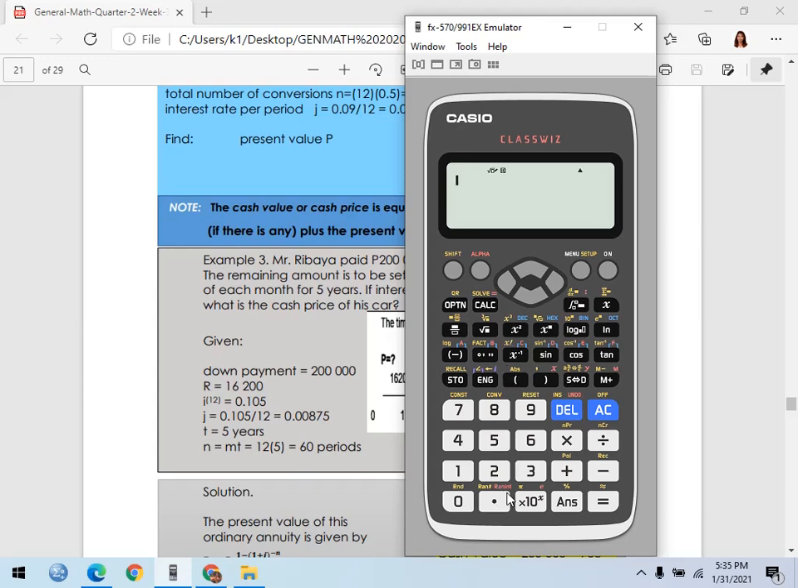So, to solve for J in the calculator, that is 0.105 divided by 12 equals. So, gawin natin yan. So, para maging maayos siya na pagkakasulat, since meron siyang times 10 raised to negative 3, shift ENG. Again, shift ENG. Yan. So, we have 0.00875. Okay, that is your J.